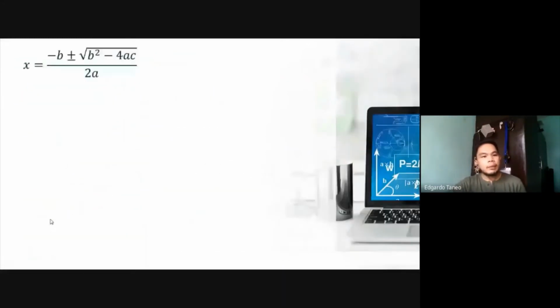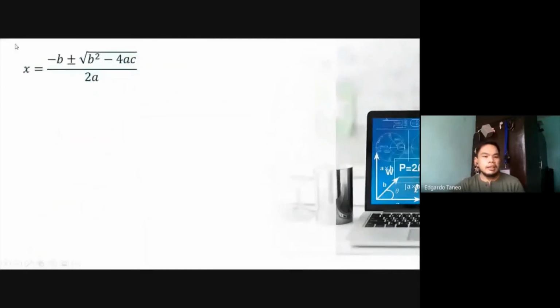So we have the quadratic formula. Okay, this is the quadratic formula. Look at the discriminant. It is inside the radical symbol. Okay, so ito yung discriminant natin.